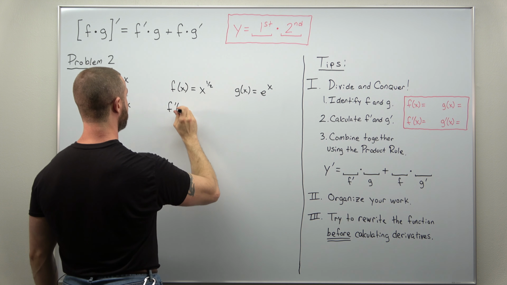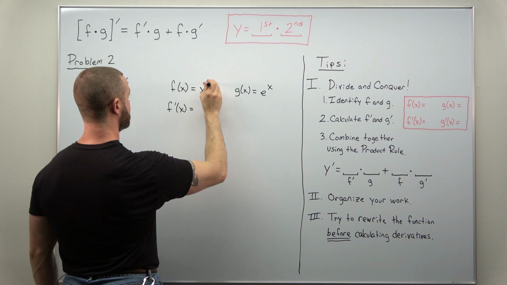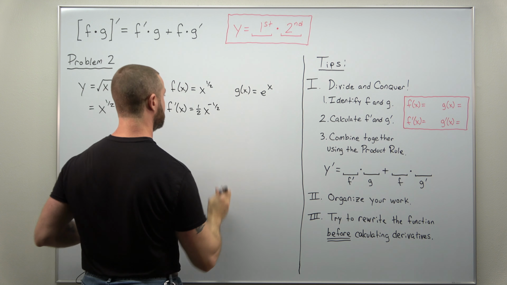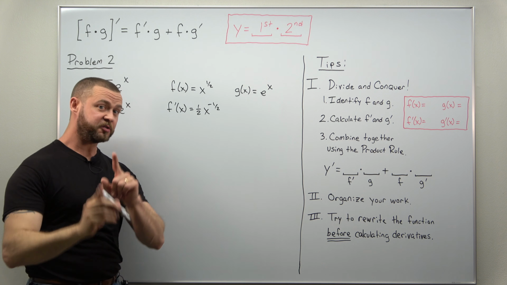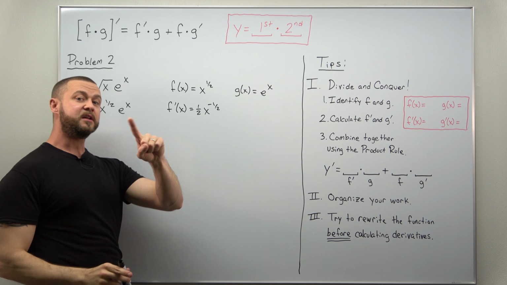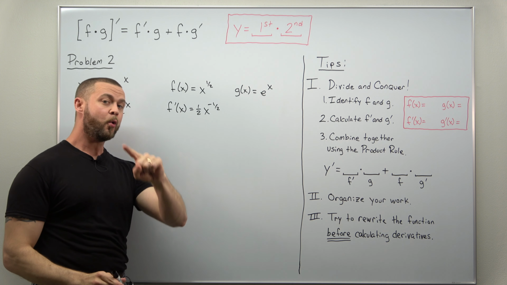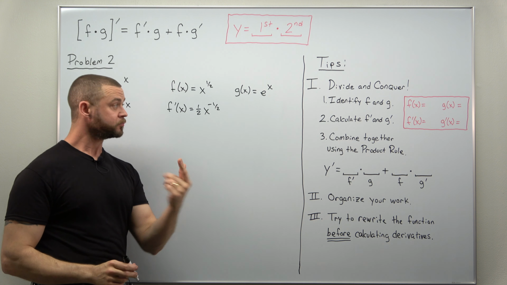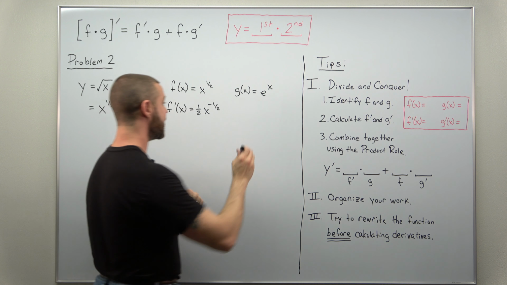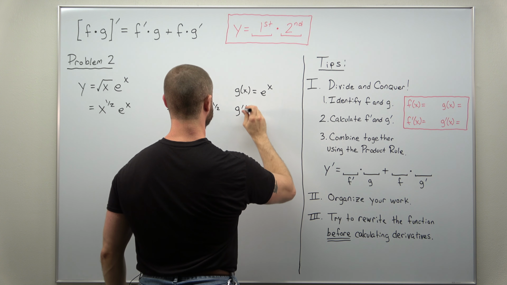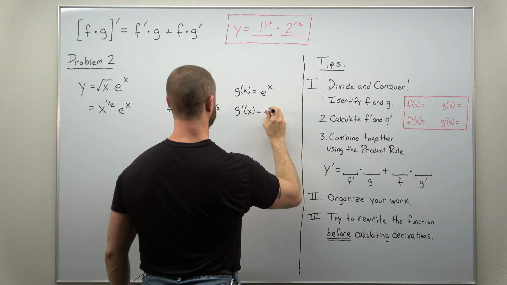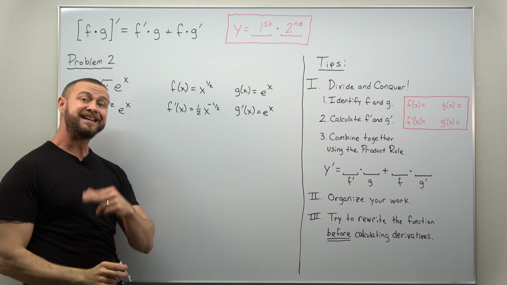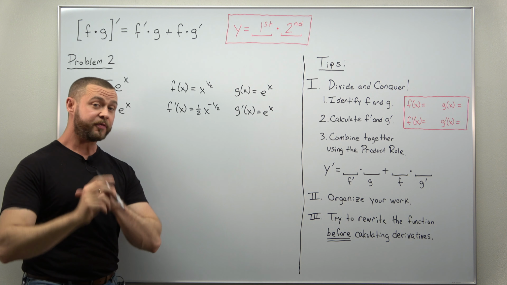So we get for f prime, bring your power 1/2 down, and then subtract 1 from the exponent. Just be careful. Your exponent is 1/2, subtract 1, 1/2 minus 1, that comes out to negative 1/2. All right, and g prime, that's e to the x. And that's it. We have everything we need to calculate the derivative with the product rule.